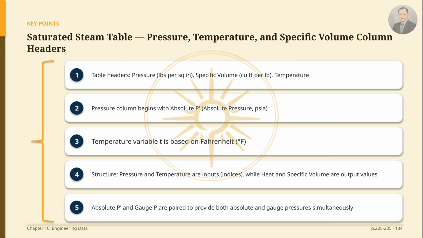This segment corresponds to the header part of the pressure, temperature, and specific volume columns in the saturated steam table. Pressure is expressed in pounds per square inch, and here the absolute column begins. The temperature variable T is based on degrees Fahrenheit. This table is structured to use pressure and temperature as indices to read the corresponding liquid heat, latent heat, total heat, and specific volume. Absolute pressure and gauge pressure are provided side by side, so that field instrument values and absolute pressure can be used together.